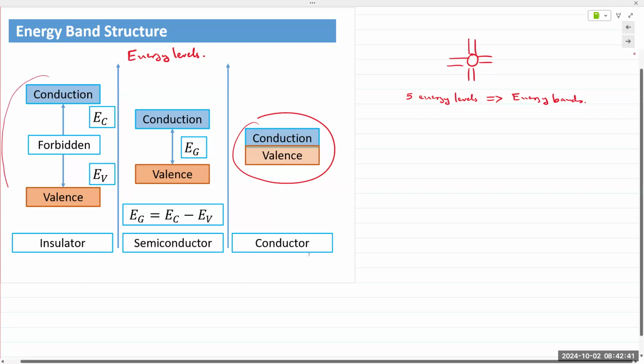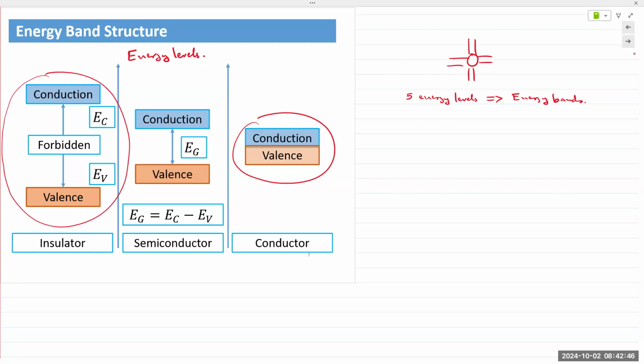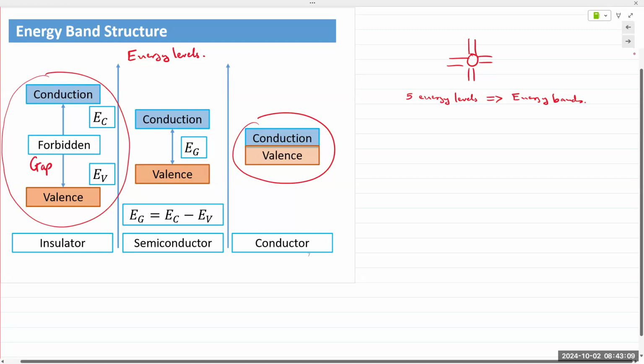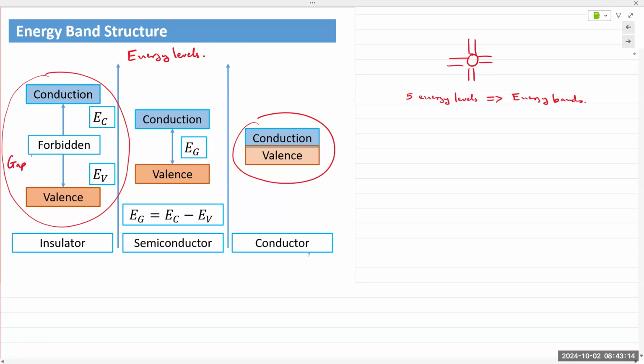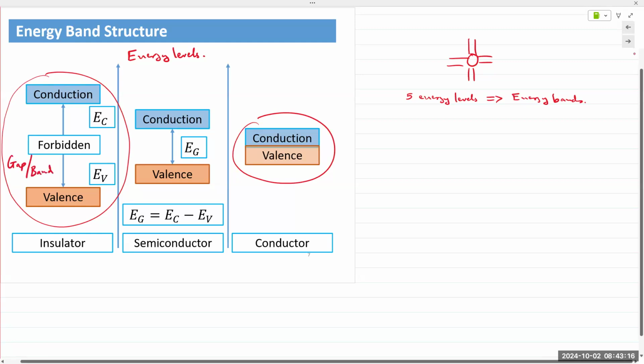Then in the far left, the conduction band and the valence band are far apart. They are very far apart. Okay, the valence electrons are very far away from the conduction band. So the energy levels are very low. And there's a gap between the two, known as the forbidden gap or the forbidden band.